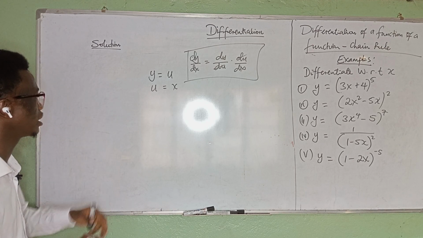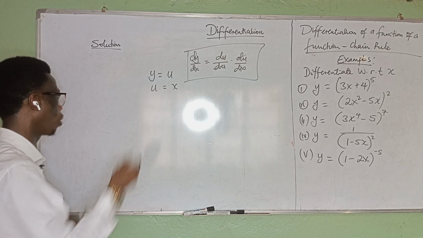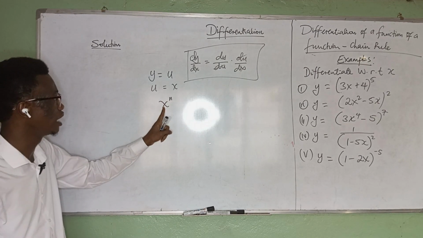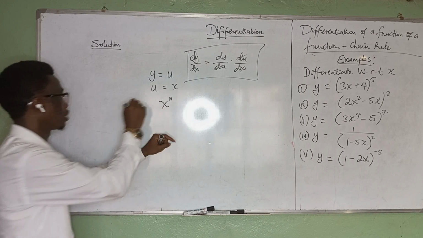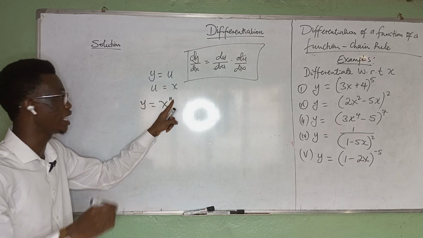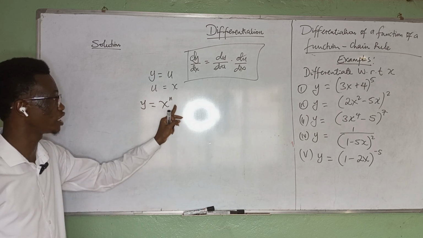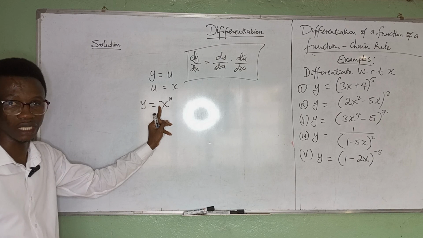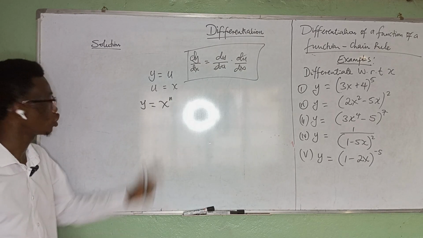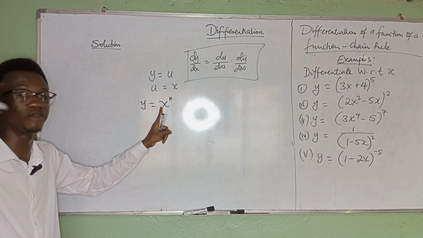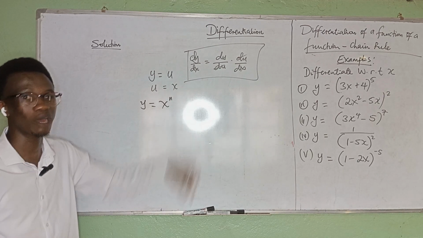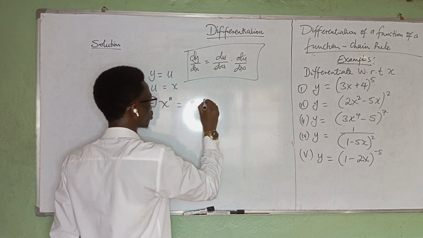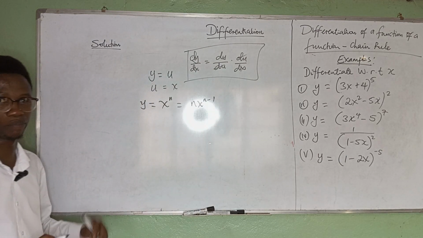So the basic rule about differentiation is that when we have the function x raised to the power n, let's say y equals x raised to the power n, and n is the power. If we want to differentiate this, you multiply the power n by the coefficient of the variable you are differentiating and subtract 1 from the power. So it means this is going to be nx raised to n minus 1. That's the basic thing.